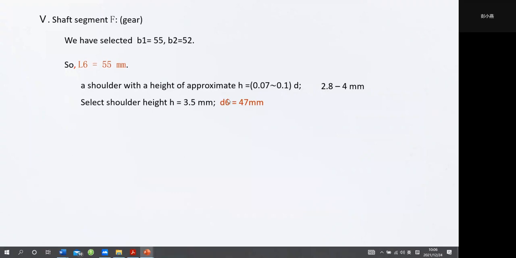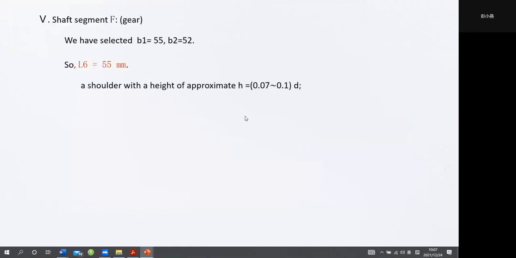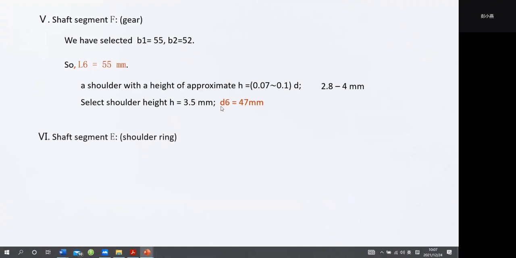So D6 should be the diameter of segment G plus 2 times the height of the shoulder. Okay, so D should be D7 plus 2 times H. So in segment F, D6 is 47 millimeter.